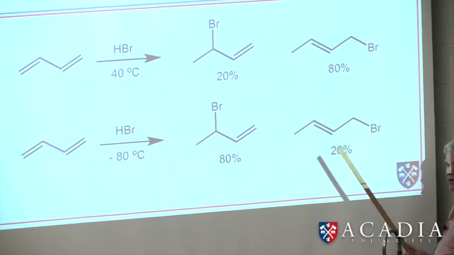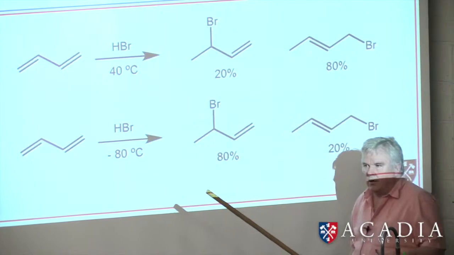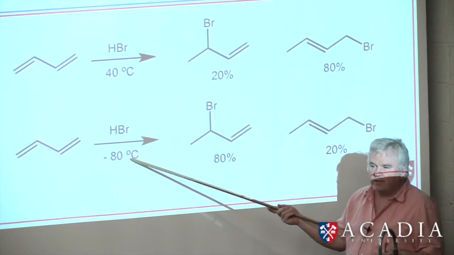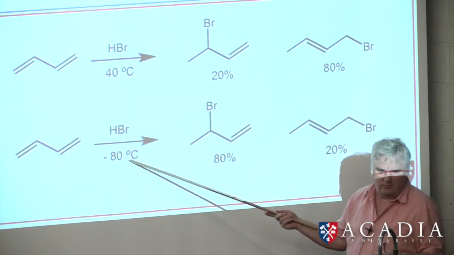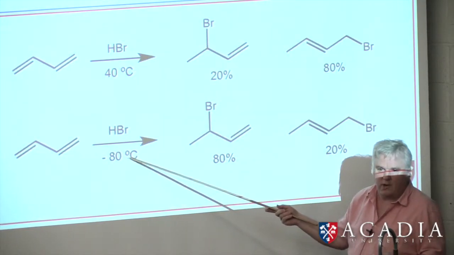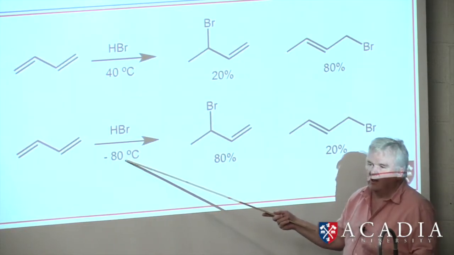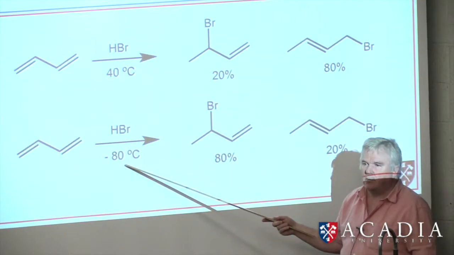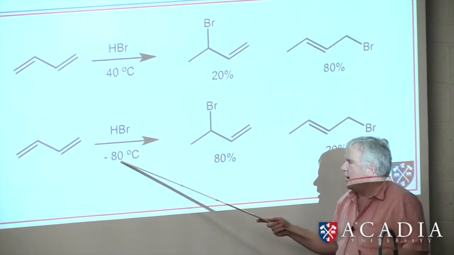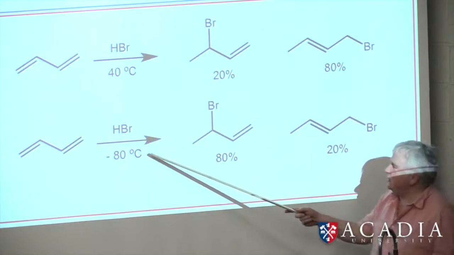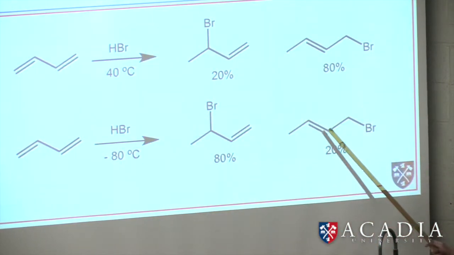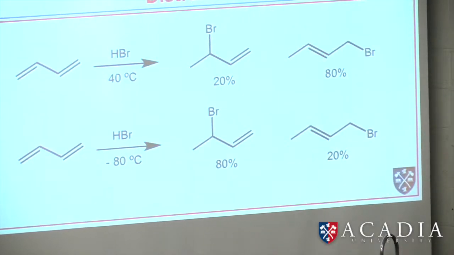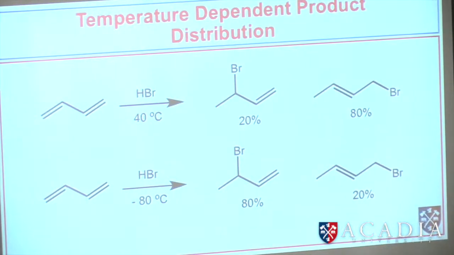However, if we do the same reaction at very low temperatures, by the way, do you think we have water as a solvent in this reaction? Probably not, right? We wouldn't be able to do much at -80 in water. It's probably done in something like dichloromethane, something that's polar enough that we can get carbocation chemistry going on. So we do the addition at -80 degrees, and we get a completely different distribution of the products. What is going on here? So let's take a look.